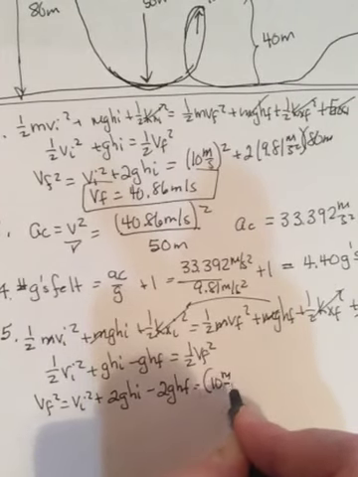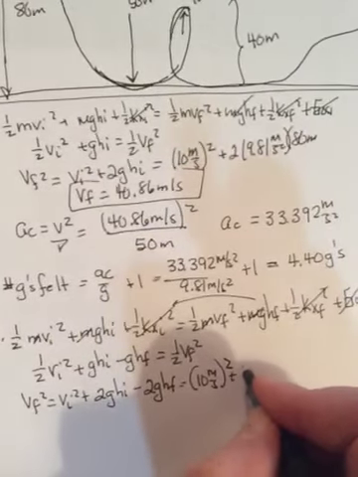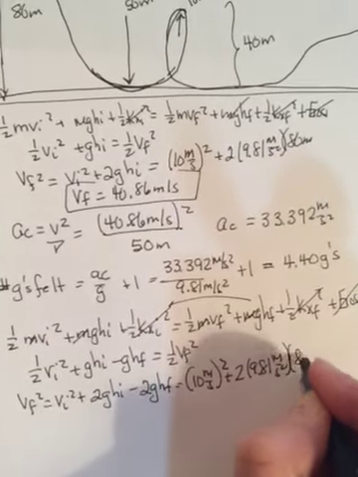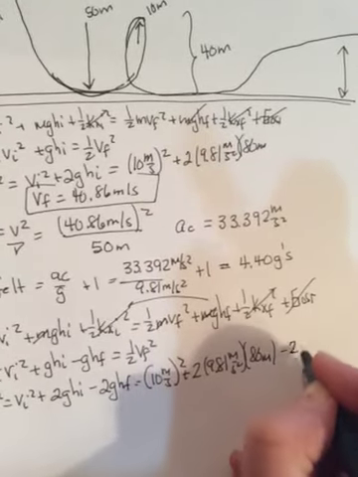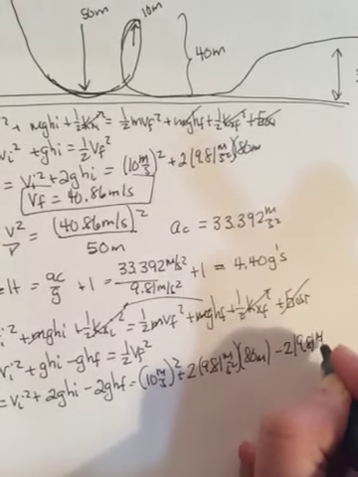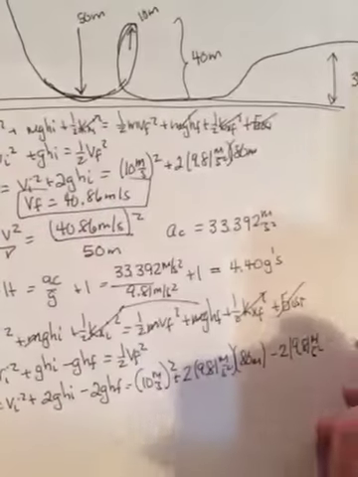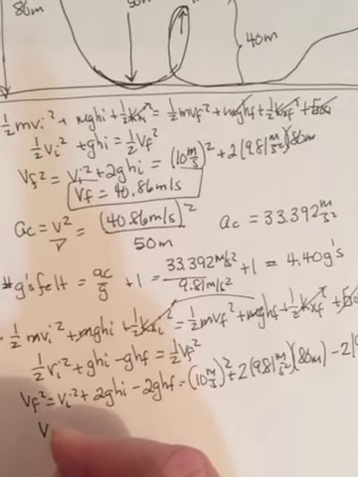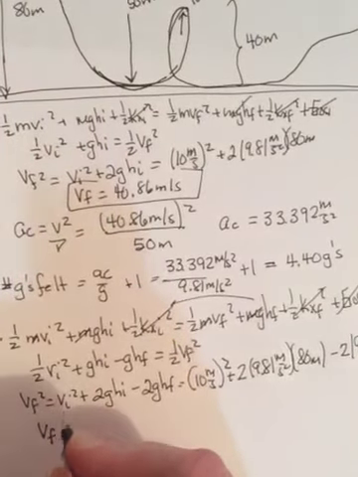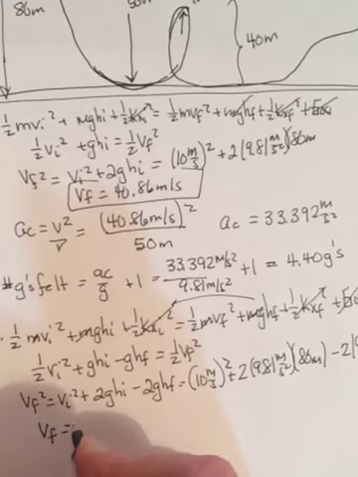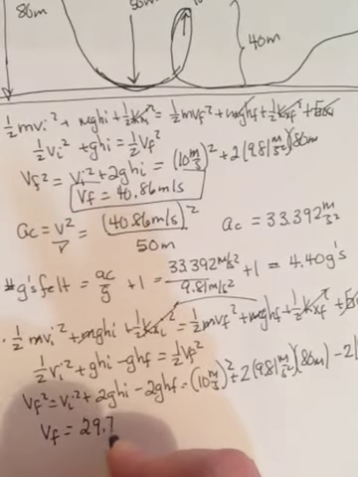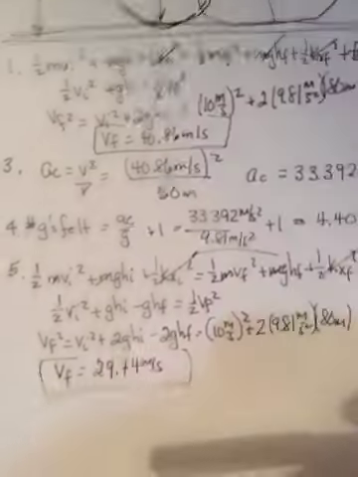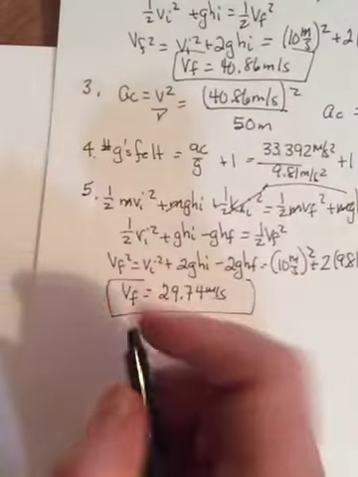So 10 meters per second squared plus 2 times 9.81 meters per second squared times 80 meters minus 2 times 9.81 meters per second squared, and the height is 40. This is identical to the last one. I didn't realize the height was 40, or I would have said that earlier. Add it up, take the square root, and you should get 29.74 again, meters per second.